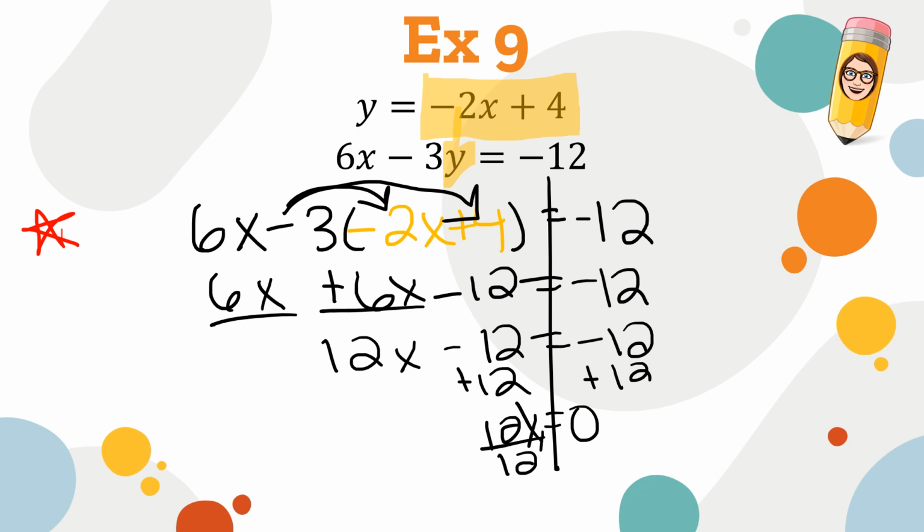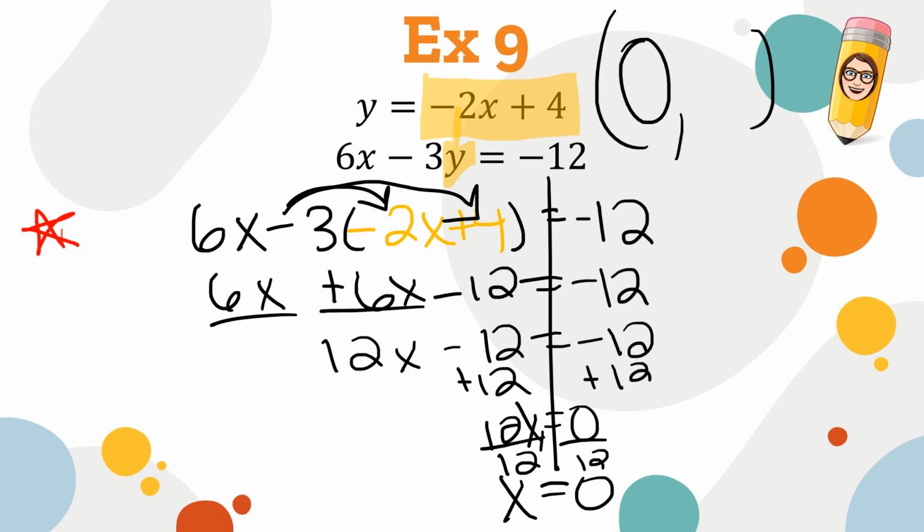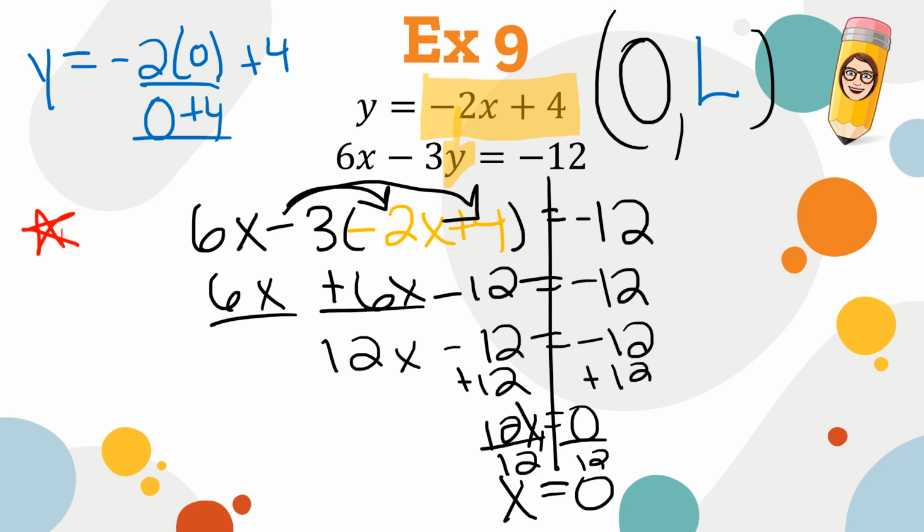And we're going to divide. And 0 divided by anything, as we already know, is 0. All right, I'm going to show just a little bit of work here for plugging in 0. y equals negative 2 times 0 plus 4. So this is 0, and 0 plus 4, that's 4.